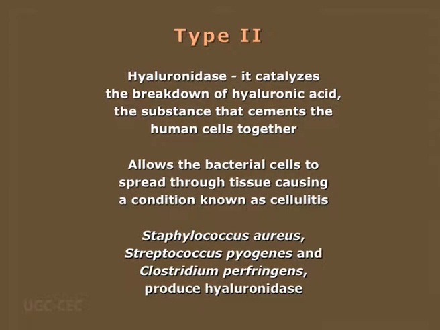The second type of exotoxins are the type 2 exotoxins. Now, the type 2 exotoxins actually act outside the cells. That means they can act between two cells or in the extracellular regions, and they mostly are enzymatic in nature. So we will go through it one by one.